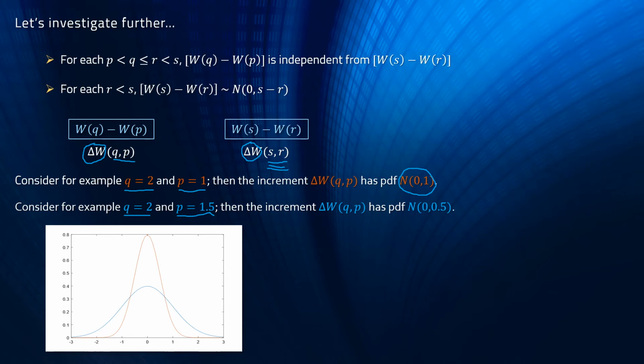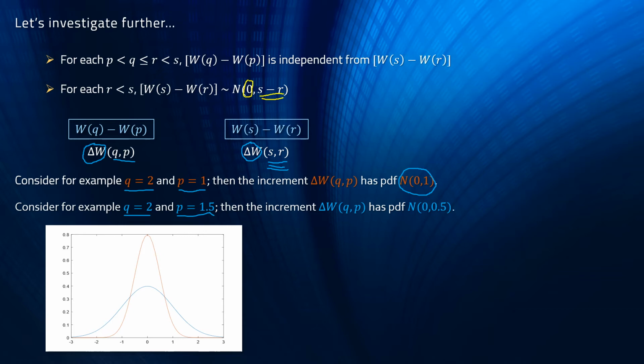Well, in the second case, we have, of course, 0 mean and 0.5 variance. So, as you can see here, our mean is always equal to 0, while the variance is given by the difference between the two instants we are considering.